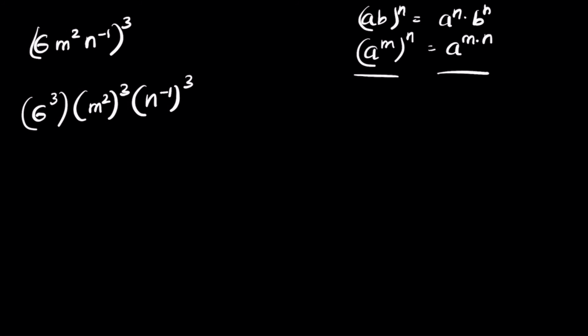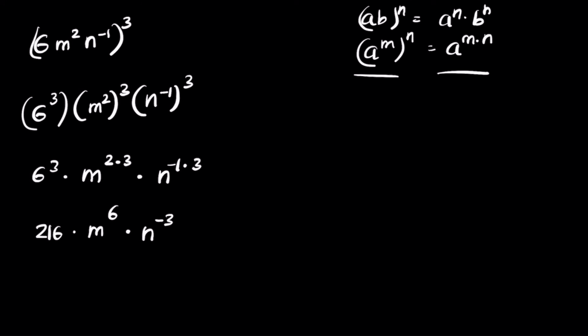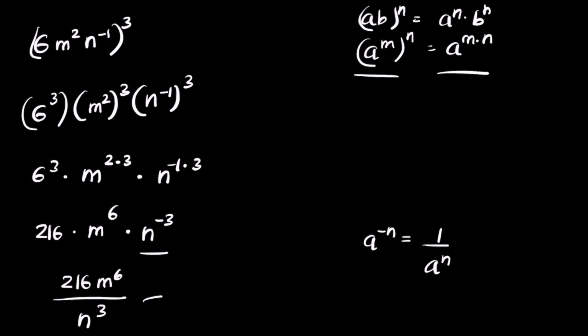Next let's use a to the power m over n, which becomes 6 cube into m to the power 2 times 3 times n to the power negative 1 times 3. So you have 6 cube, which is 216, and m power 2 times 3 is m power 6, times n to the power negative 1 into 3 becomes negative 3. Next we can use a to the power negative n becomes 1 by a to the power n. So n to the power negative 3 is there, so 216 m to the power 6 divided by n cube. This is the final simplified version of the value.